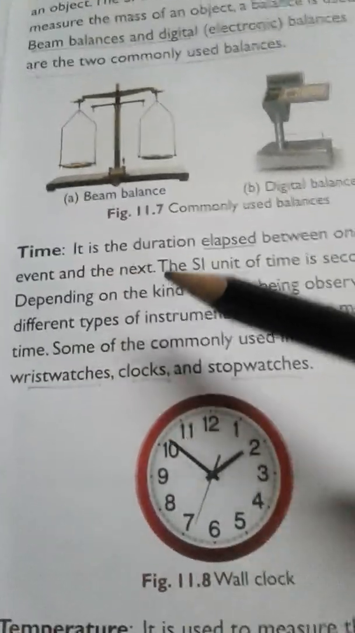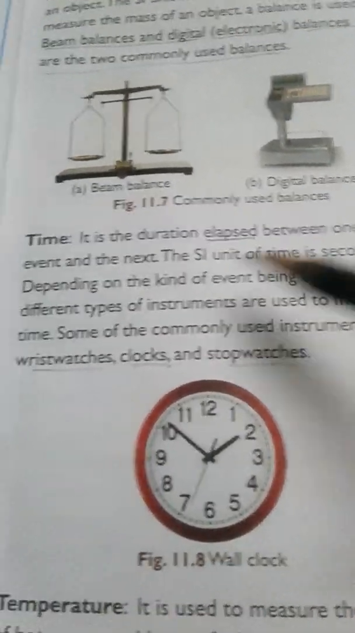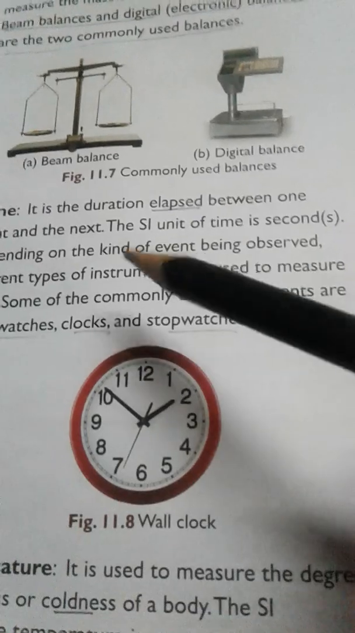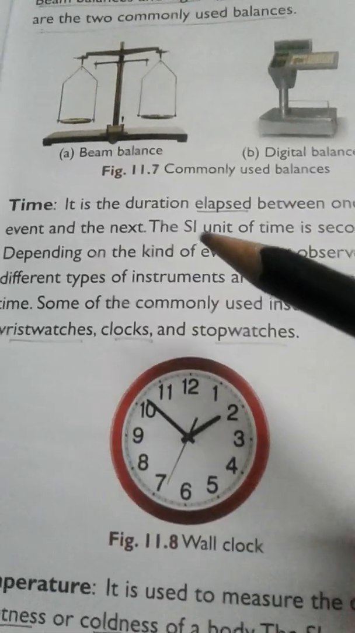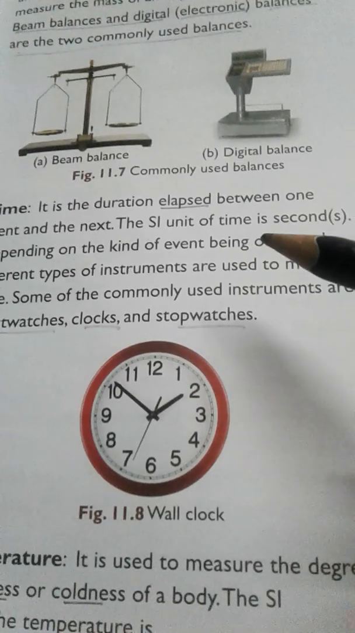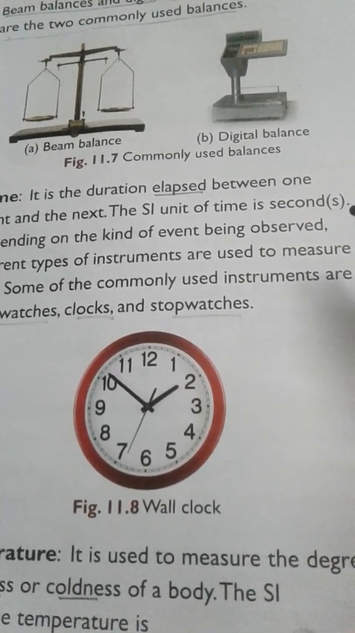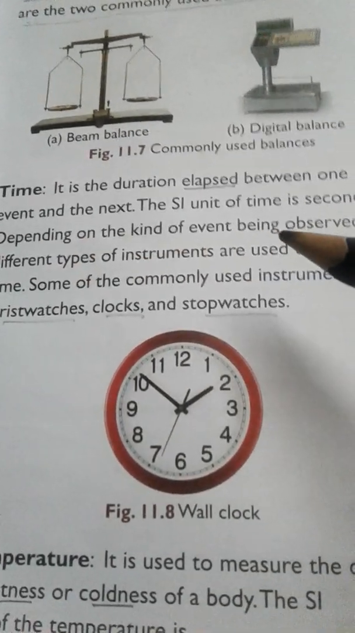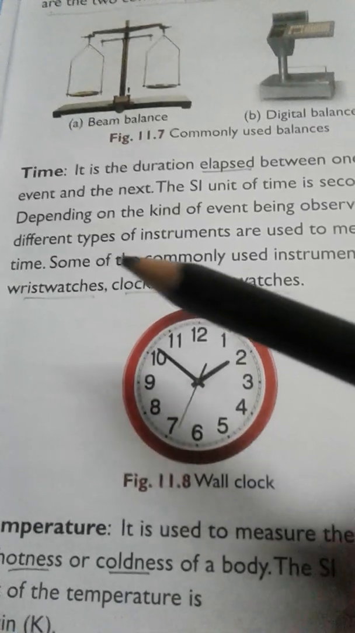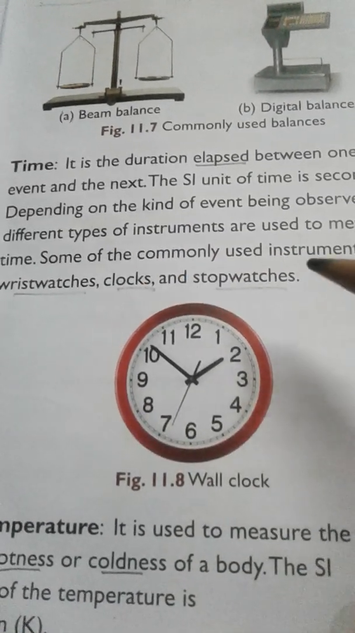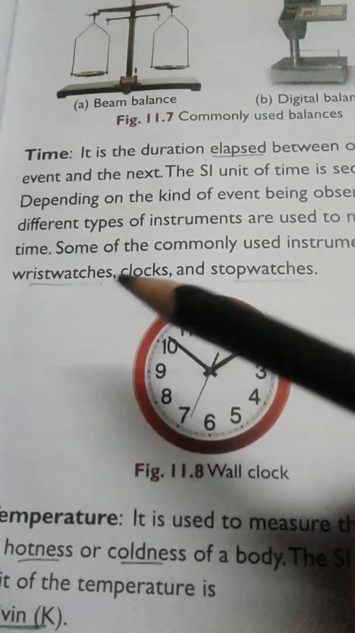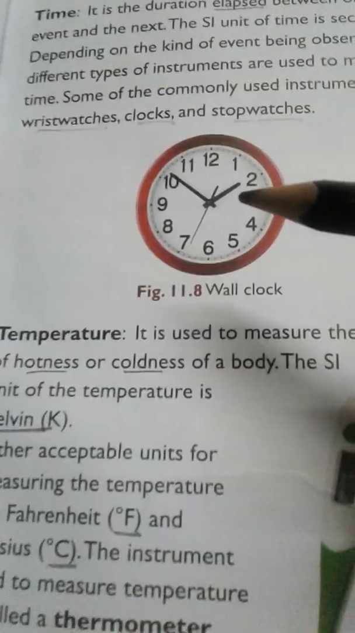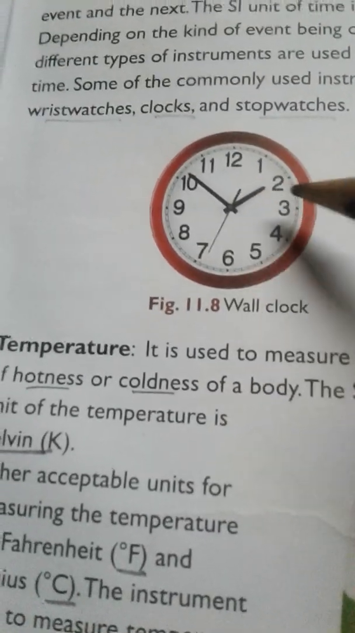Next is time. It is the duration elapsed between one event and the next. SI unit of time is second. So it is the duration between one event and the next. Then its SI unit is second, that is s. Unit is small s. Depending on the kind of event being observed, we can use some instruments here: wristwatch, clocks and stopwatch for measuring time. This is the wall clock, showing time.